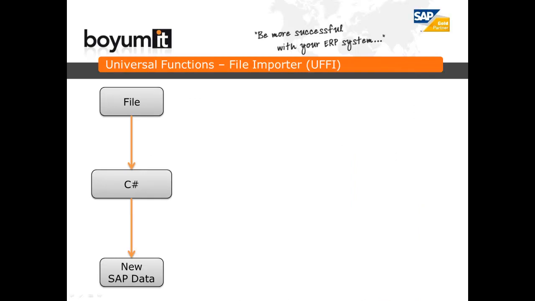UFI is a universal function used for importing data into SAP from a custom file format. The flow of UFI is that you have a file, you then need to write some C# with your business logic that reads the file and uses the DI API to import it. And finally, you then have some data in SAP. UFI is meant as a developer tool as it requires SDK and C# knowledge.